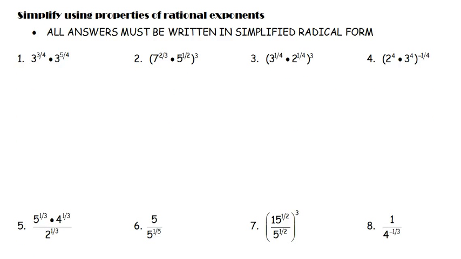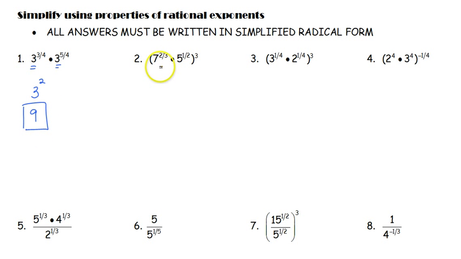Alright, so now instead of having radicals, we're going to have our fractional exponents. Even though we start with fractional exponents, we still need to have our answers in radical form. We have same bases, which means we add the exponents. 3/4 plus 5/4 is 8/4, and 8/4 just reduces down to 2, so that's 3 squared, which is 9.